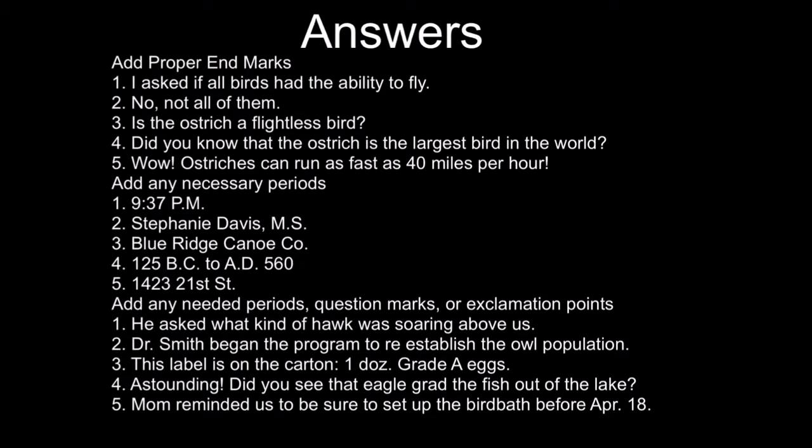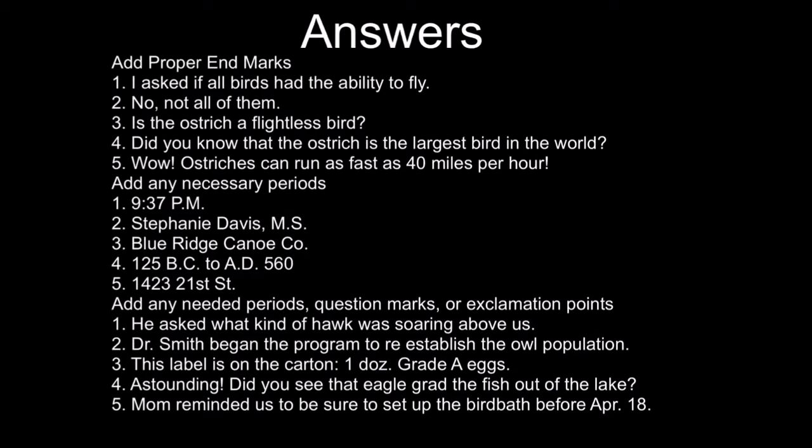Number 4, 125 BC to AD 560. You add a period after the B and C in BC and the A and D in AD to complete the abbreviations for before Christ and Anno Domini. And number 5, 1423 21st Street. You add a period after the ST to complete the abbreviation for street.